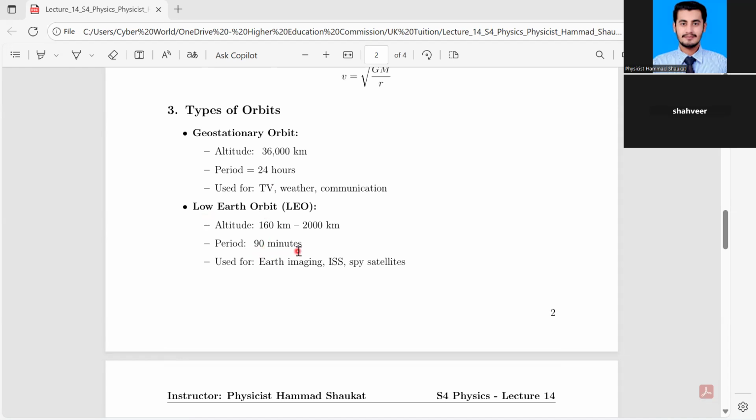These lower Earth orbit satellites are basically used for Earth imaging. Like you can see, our Google Maps works on lower Earth orbit. And the ISS, International Space Station, is also revolving in lower Earth orbit, and also some space satellites. Any question?